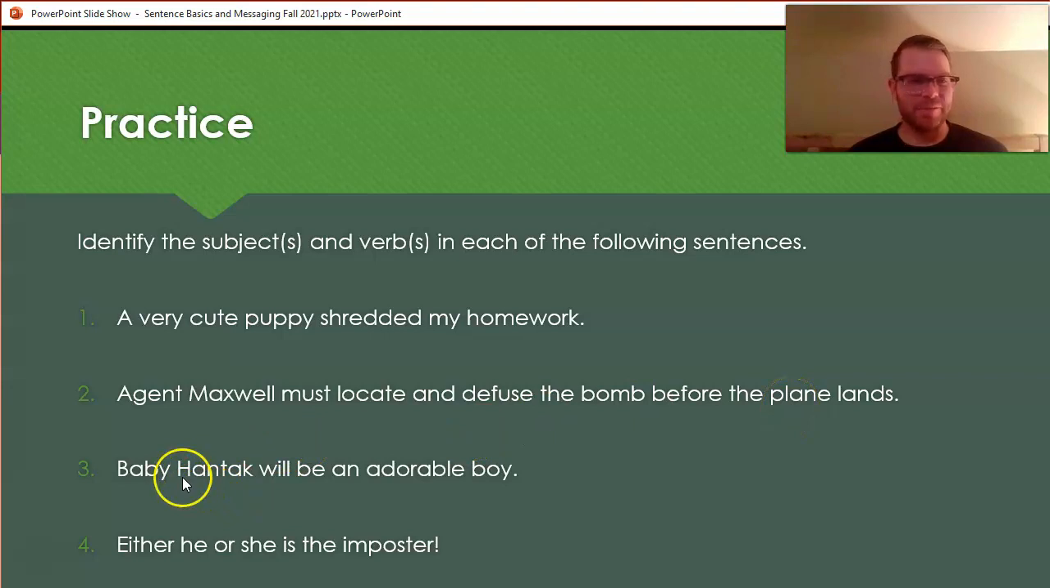I must have written this a couple of years ago. Baby Hantak will be an adorable boy. On this one we have Baby Hantak as a subject. Be is technically my main verb. Will is a helping verb to put it in the future tense.